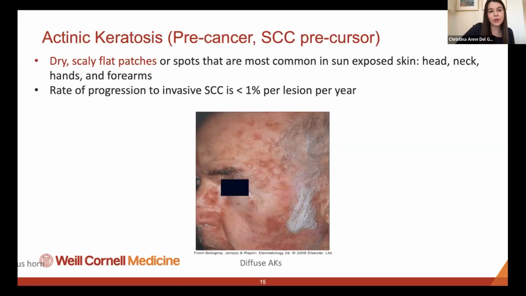The rate of progression to invasive squamous cell carcinoma is low. It's less than 1% per lesion per year. You can see this man here in this picture has numerous of these precancers. So overall, his risk of squamous cell is going to be higher, but each individual lesion has a very low risk of turning into squamous cell, and not every actinic keratosis is going to turn into a squamous cell.